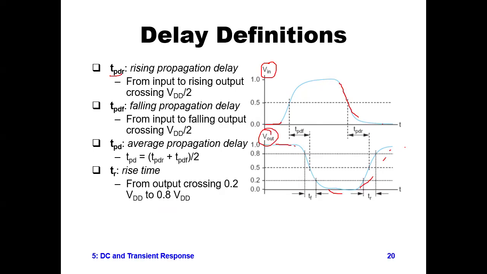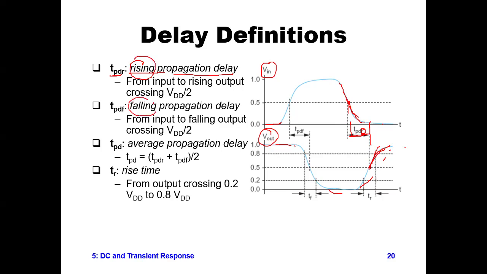There are certain definitions, which is TPDR, the rising propagation delay. TPDR is measured between this point and this point, meaning 50% of the input coming down and 50% of the output coming up. So this is called TPDR, the propagation rising delay. What is rising? The output is rising. The input is falling, but the output is rising. So this is called rising propagation delay. The word rising means the output is rising.